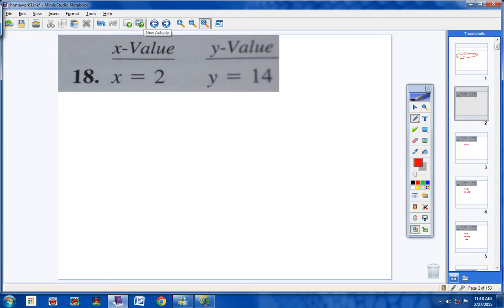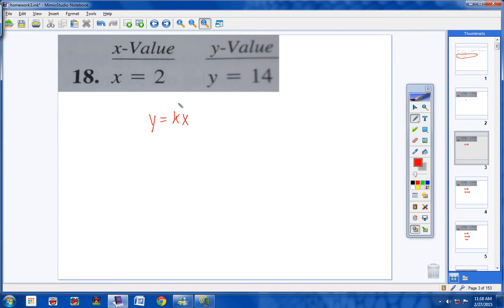Let me quickly turn over my book to that page, and let's see number 18. The directions say y is directly proportional to x. Use the given x value and y value to find a linear model that relates y and x. So I know that y varies directly with x. Okay, so I know I'm going to use this model right here. Now for your test, please memorize that whenever we have direct proportion, when something varies directly with something, we're going to use this model right here.